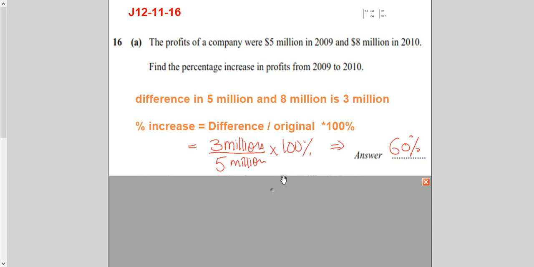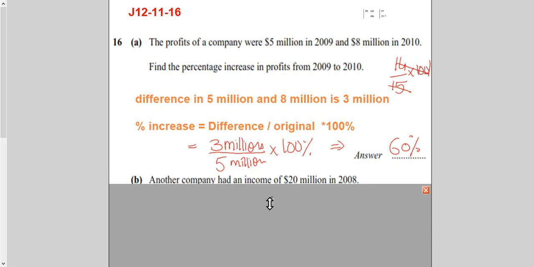It is just like when you get your marks in a test or exam, for example, 14 marks out of 15. So how do you change it into a percentage? You multiply it by 100%. This is how we change a fraction into a percentage, right? And you get your answer. Okay. So next part.